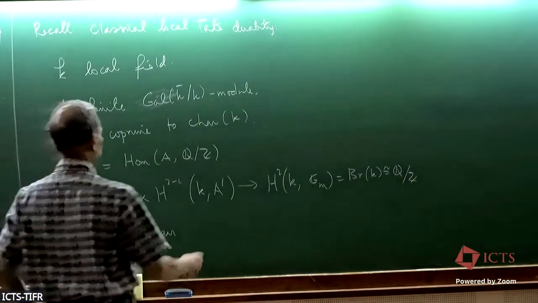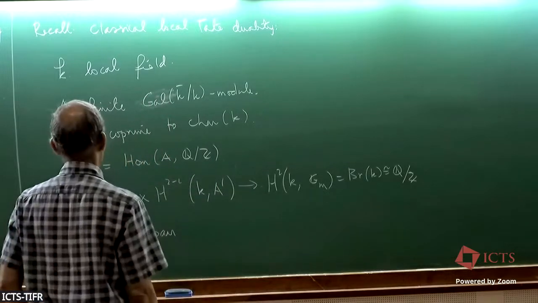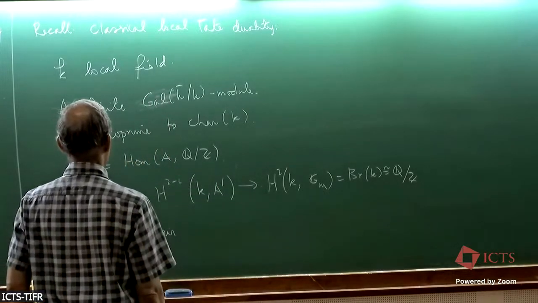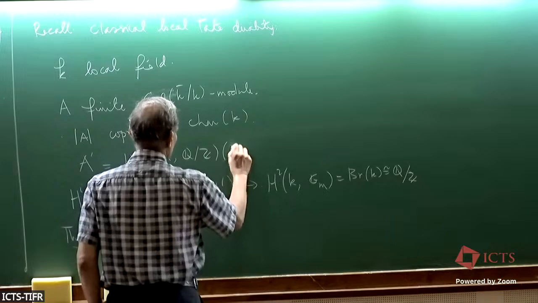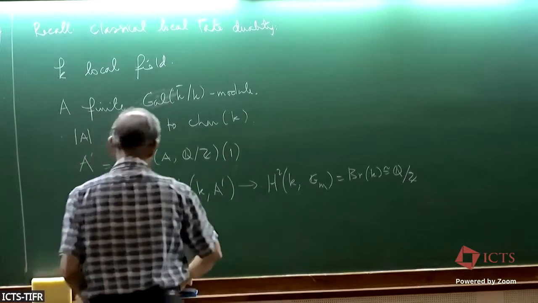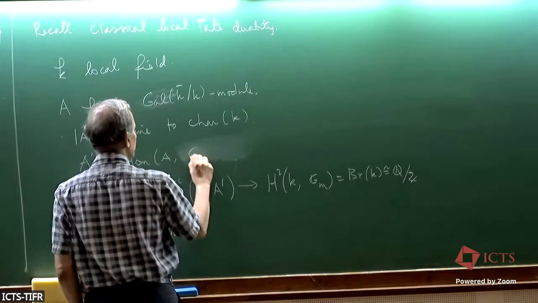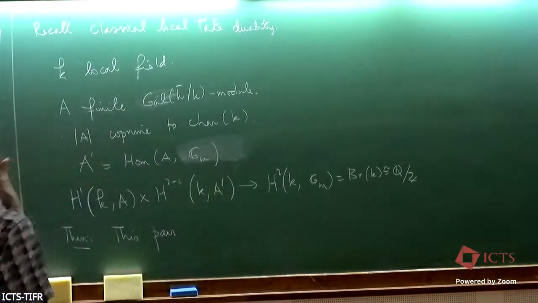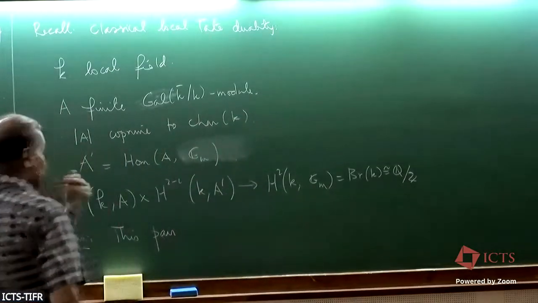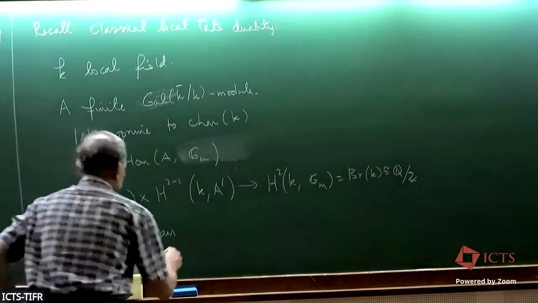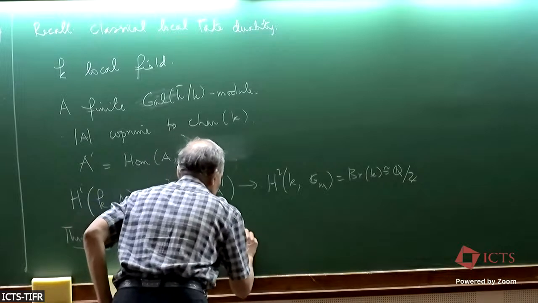Sorry, I should have said mu_n, G_m is what I should have put. Thanks. That's what gives you the pairing from A times A dash to G_m. So this pairing is non-degenerate. It's a perfect pair.